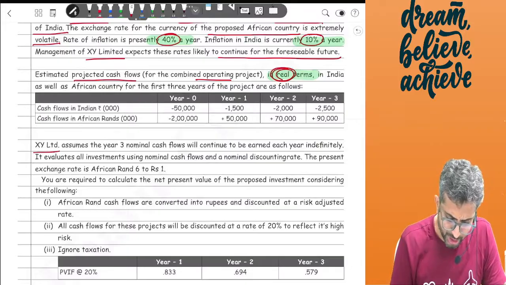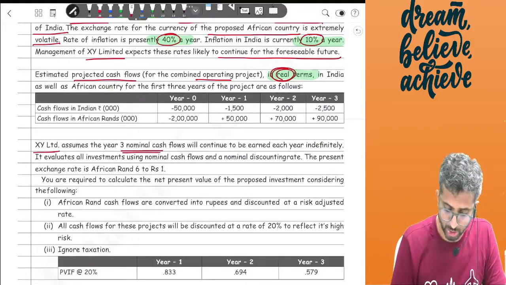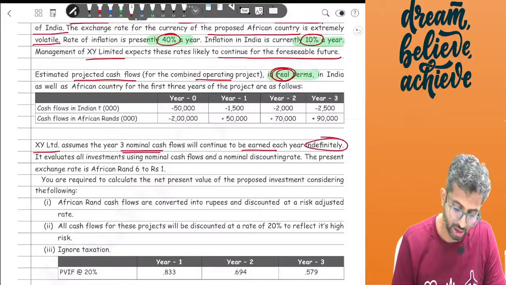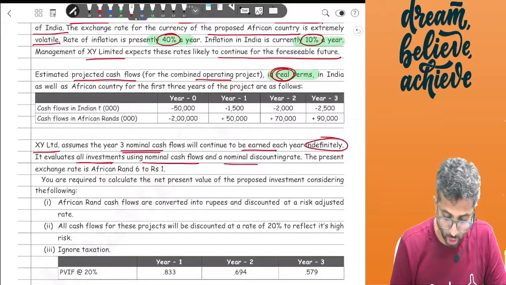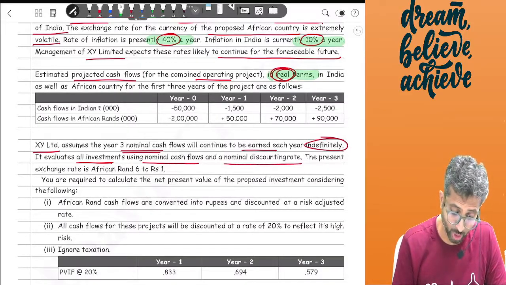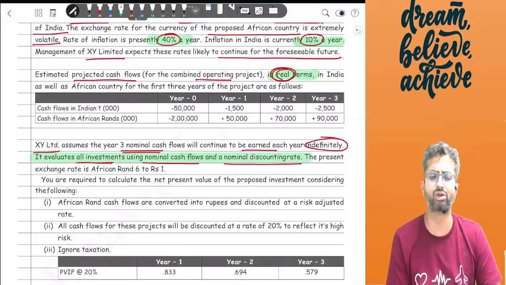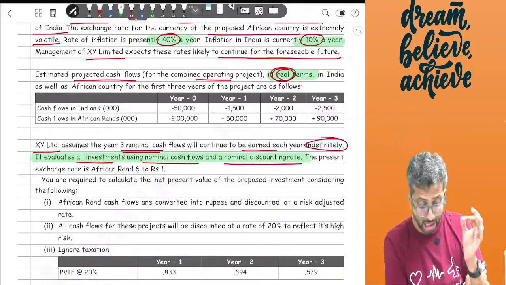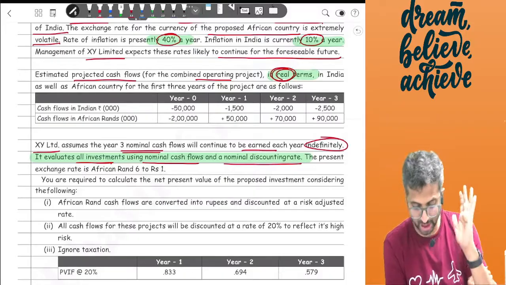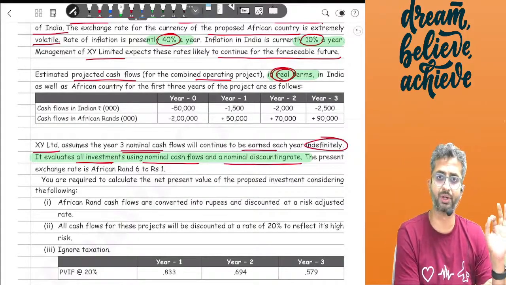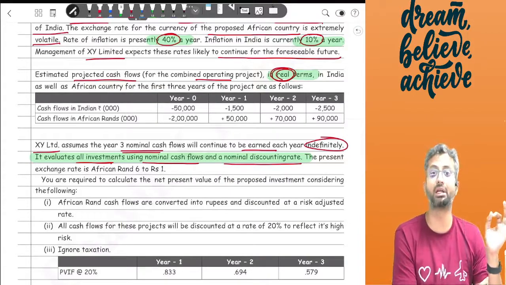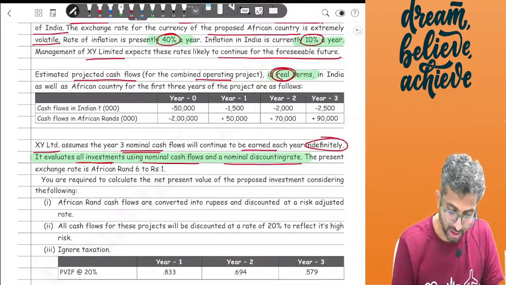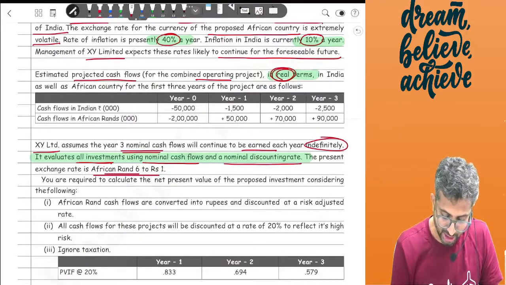XY assumes year 3 nominal cash flows will continue to be earned each year indefinitely. It evaluates all investments using nominal cash flows and a nominal discount rate. The question here gives you an instruction, like the last question gave you an instruction that you are going to use the foreign currency approach. Here they tell you to use nominal cash flows and a nominal discount rate. So first of all, these have to be cash flows, after or before inflation? Yes, after inflation. The present rate is given to you as African Rand 6 to the rupee.